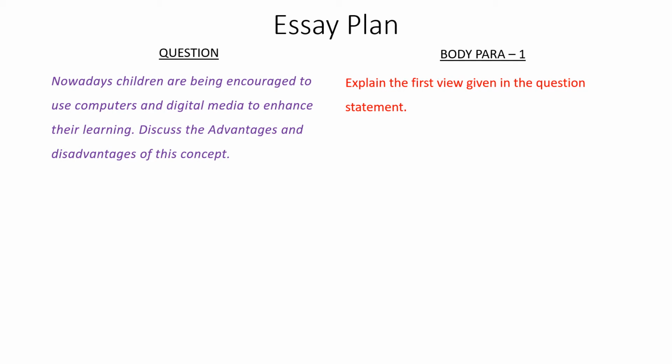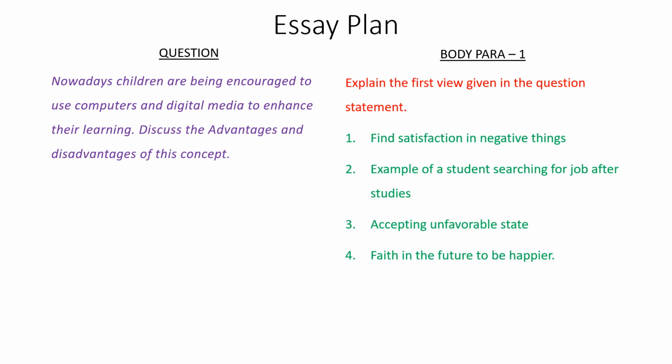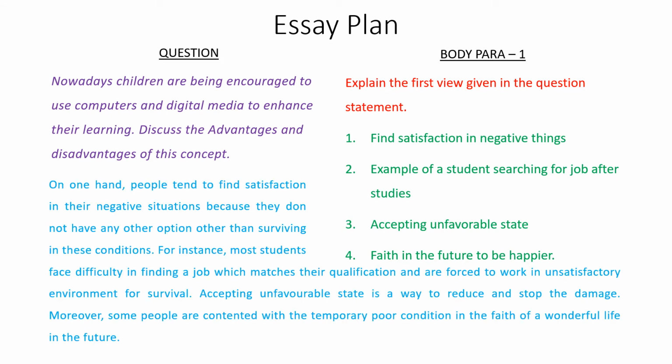The key points which I am going to mention here are: find satisfaction in negative things, example of a student searching for a job after studies, accepting unfavorable state, faith in future to be happier. Using these hints, I am going to develop my body para 1 and it goes like this. On one hand, people tend to find satisfaction in their negative situation because they do not have any other option other than surviving in these conditions.